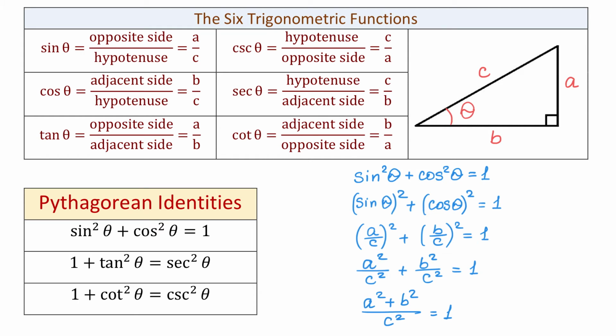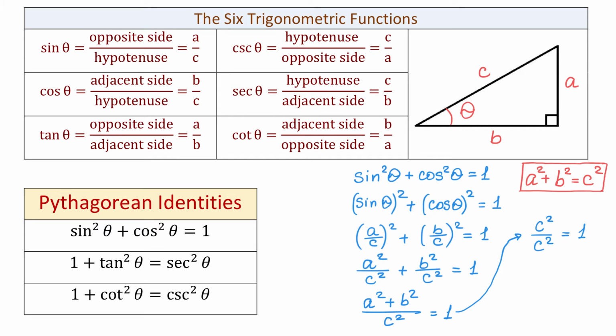Now, in the triangle above, the Pythagorean theorem states that A squared plus B squared equals C squared. So here we have it, A squared plus B squared equals C squared, and now let's replace A squared plus B squared with C squared. Then in the numerator we will have C squared, and in the denominator we also have C squared. Then C squared divided by C squared is indeed equal to 1. So we just showed that sine squared of theta plus cosine squared of theta equals 1.